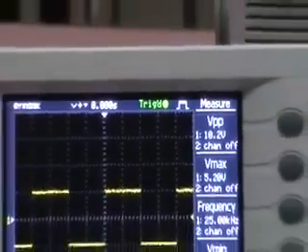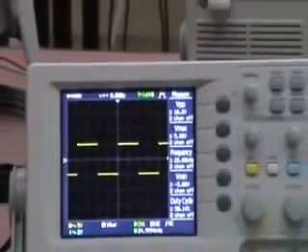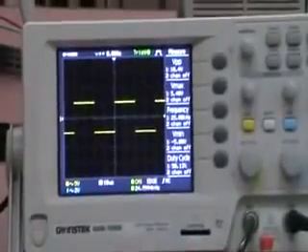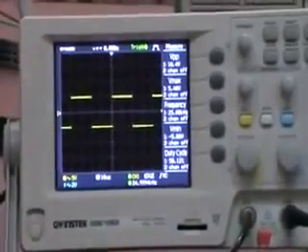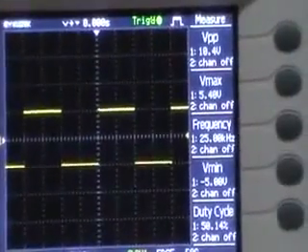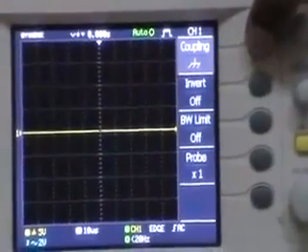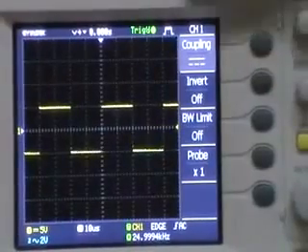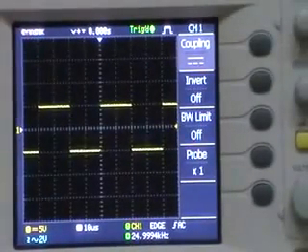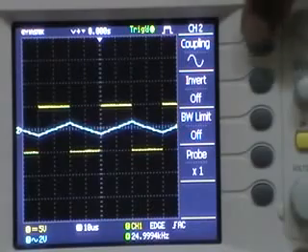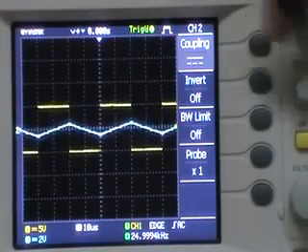Another important thing you have to keep in mind is you have to keep both channel 1 and channel 2 in DC mode. By pressing the channel 1 button and using the coupling button, you can see whether it is in DC mode or not. Yes, it is in DC mode now. Similarly for channel 2, see whether it is in DC mode or not. Yeah, it is in DC mode.